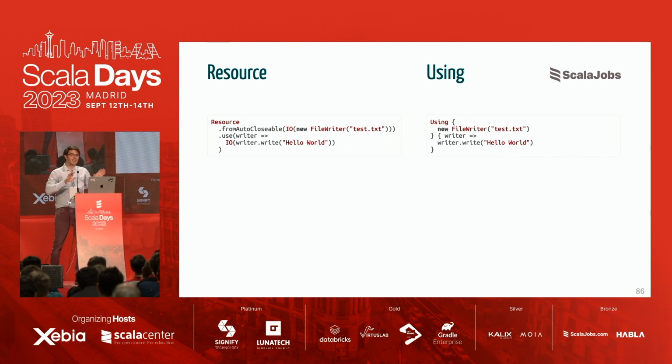So now I put Resource and Using side by side, and as you can see, the code is very similar. Yes, Resource is a bit more verbose, partly because fromAutoCloseable is longer than the apply method, but the main difference is the IO. On one hand, you need to use IO, on the other one, you don't. But there are good reasons for it. So that's really the main difference, but otherwise, it's mostly similar.